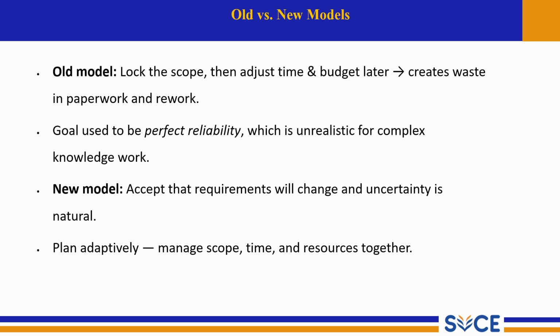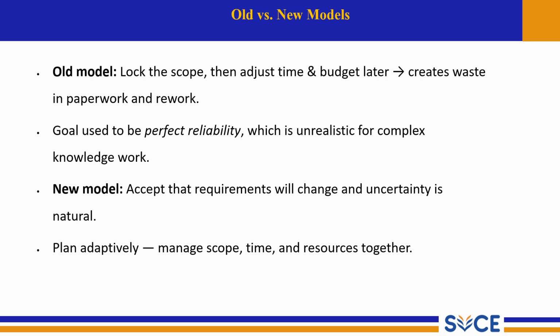In the old model, lock the scope, then adjust time and budget later. After that, we create a waste in paperwork and rework. The goal used to be perfect reliability, which is unrealistic for complex knowledge work. The new model accepts that requirements will change and uncertainty is natural. Plan adaptively, manage scope, time, and resources together.